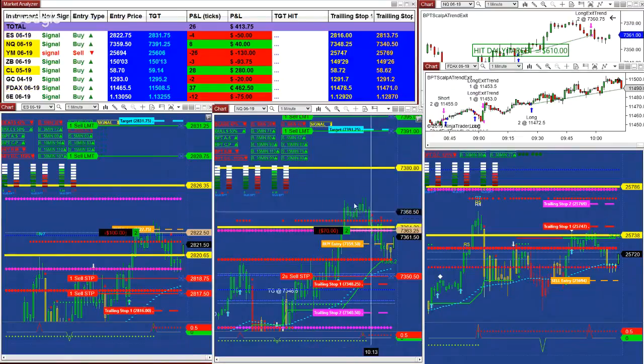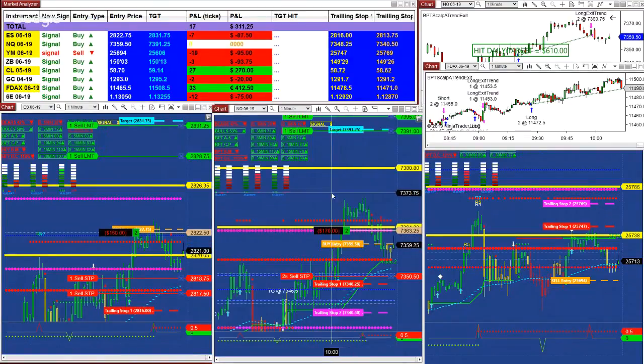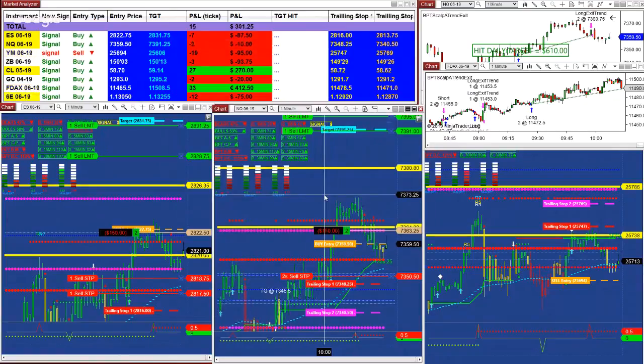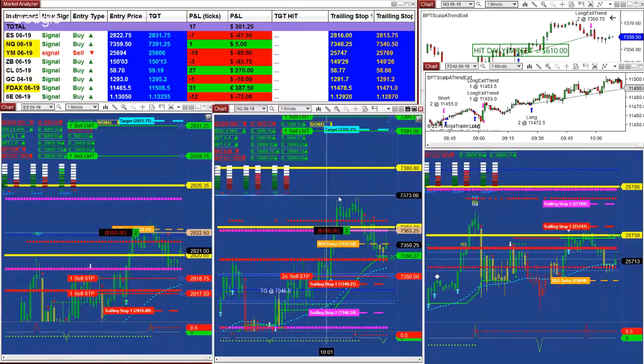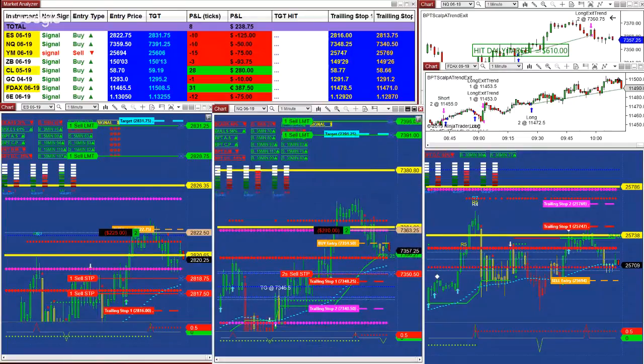I guess we are done with the pullback. Let me see. I'll let you know what action to take here. Just give us a few seconds to see how this market is going to go.